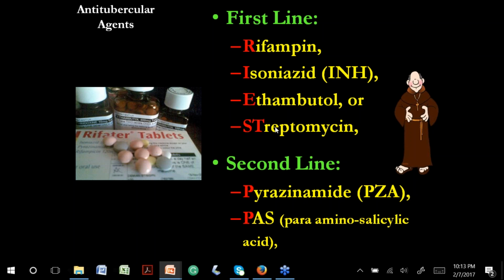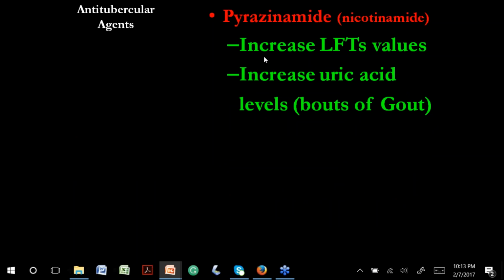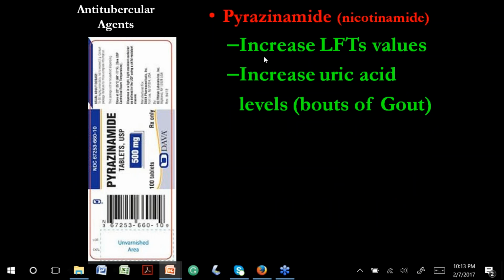Streptomycin, as an aminoglycoside, is nephrotoxic, right? It's nephrotoxic and ototoxic. Remember that. All right, so let's start with pyrazinamide. The pyrazinamide is going to be in tablets.